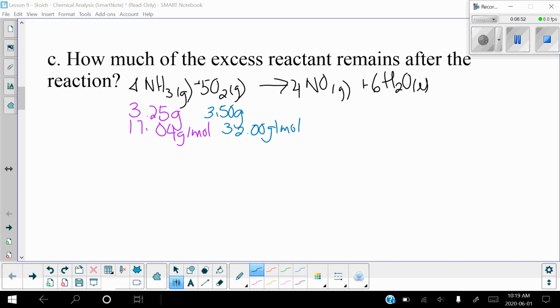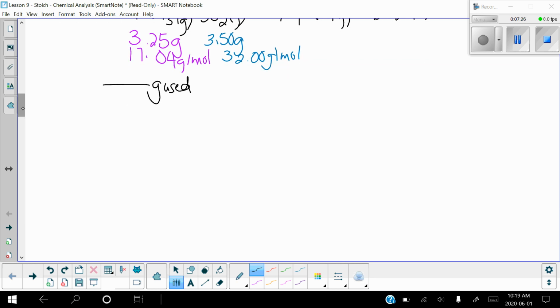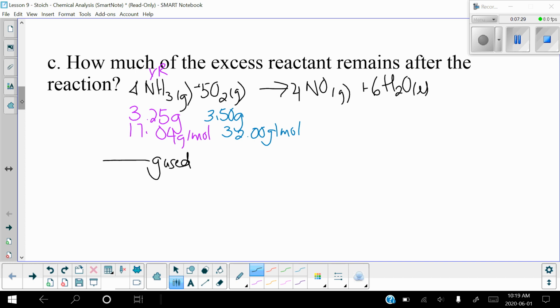Okay, the last question, how much of the excess reactant remains after the reaction? So we know that our excess is this guy. So in order to find out how much remains, we actually need to find out how much was used first. So we're looking for grams used. In order to find the grams used, we need to use our limiting reagent to see how much of that actually reacted.